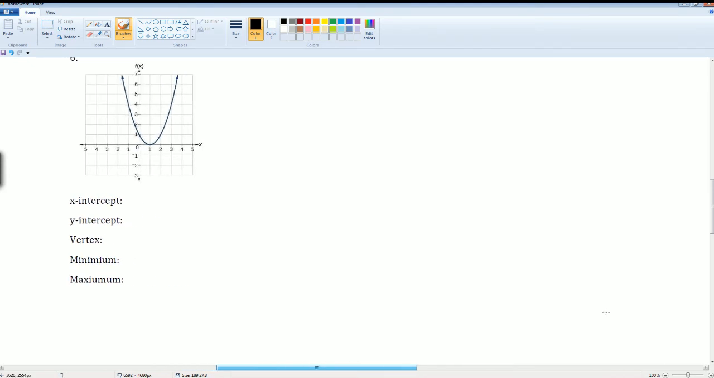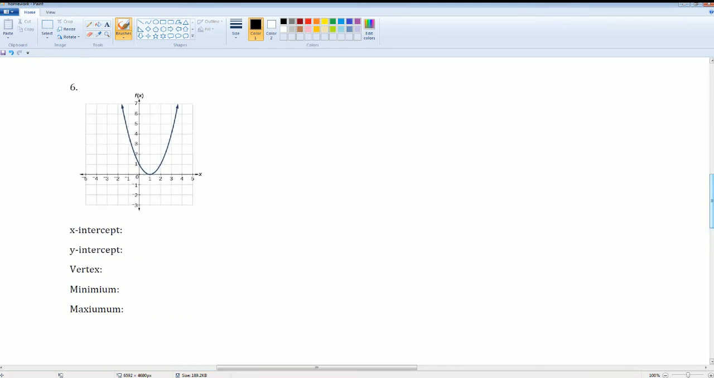Let's go to 6. All right, x-intercept. Let's see, where does it cross the x-axis? Right here, and that is at 1, 0. So your x-intercept is 1, 0. We go to our blue. We look at our y, because again, this is just y. Up, down. We cross it right here. This is 0, 1. Your y-intercept is at 0, 1.